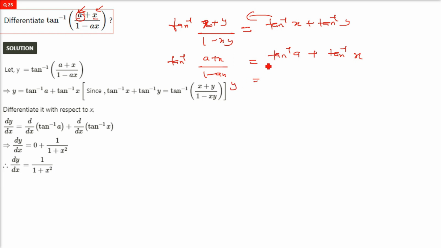When you differentiate d by dx of tan inverse a, a is a constant, so it will be 0 only. You have to have an x to differentiate with respect to x, of course. Now tan inverse x, the differentiation of this is 1 by 1 plus x square. So dy by dx is equal to 1 by 1 plus x square. This is your final answer, because we have not changed anything, no substitution, no limits, no boundaries, so it's the final answer.